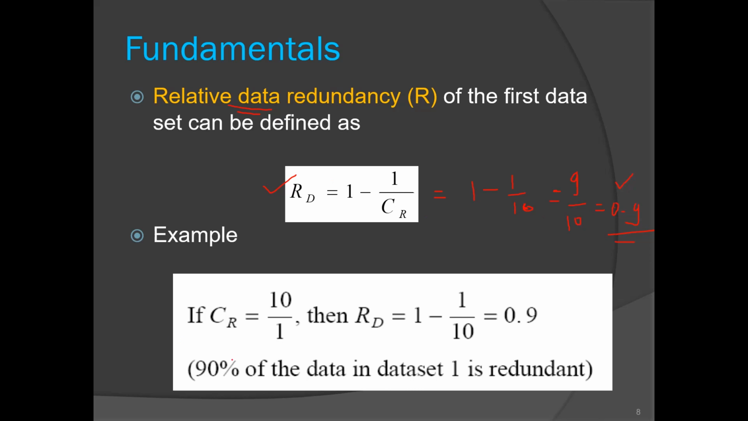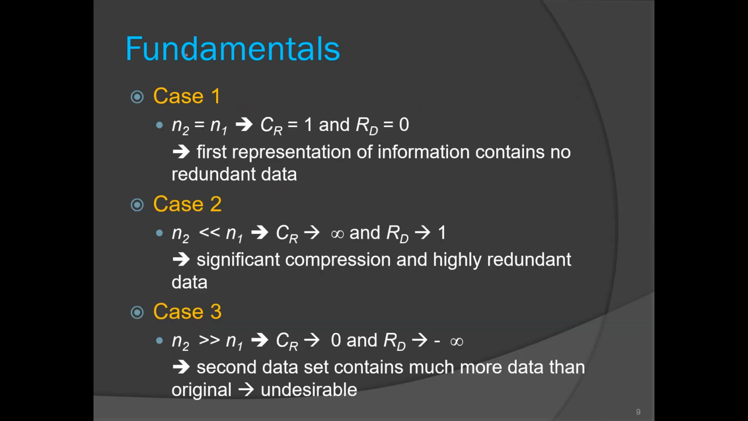So here same example is given. If CR is 10 by 1, you will get 0.9 as the relative data redundancy. That represents 90% of the data in the data set 1 is redundant. Now we will see different cases, and we will see which case is ideal for us.